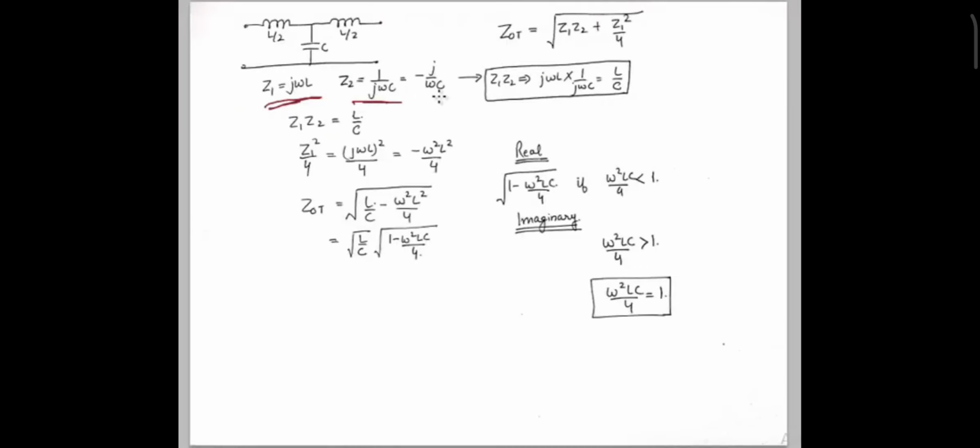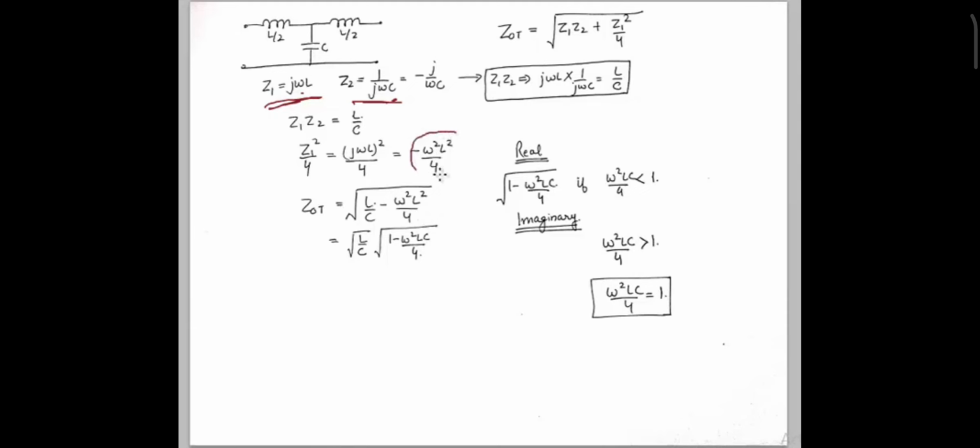So having said that, we know that our formula has Z1 Z2 and Z1 square upon 4. So what we do is we calculate the values of Z1 Z2 and then we'll substitute these values here. So Z1 Z2, when calculated, this gets multiplied by this, so we get L upon C, and the value of Z1 square by 4 comes out to be minus omega square L square upon 4.